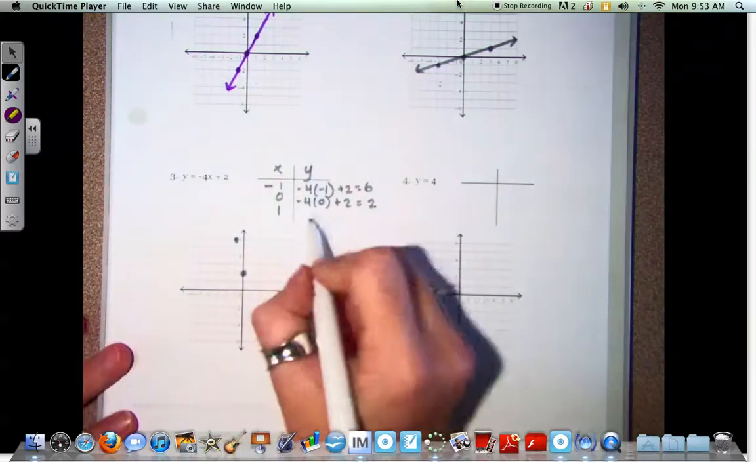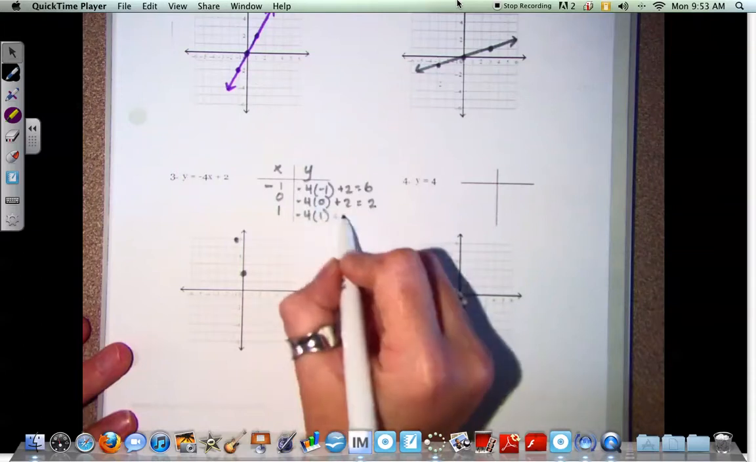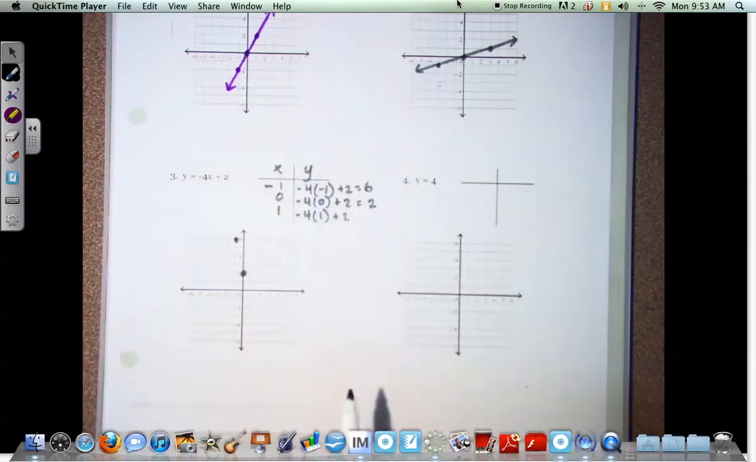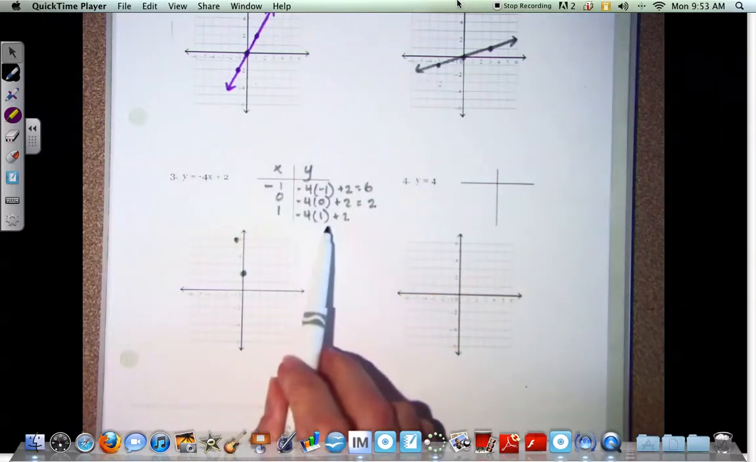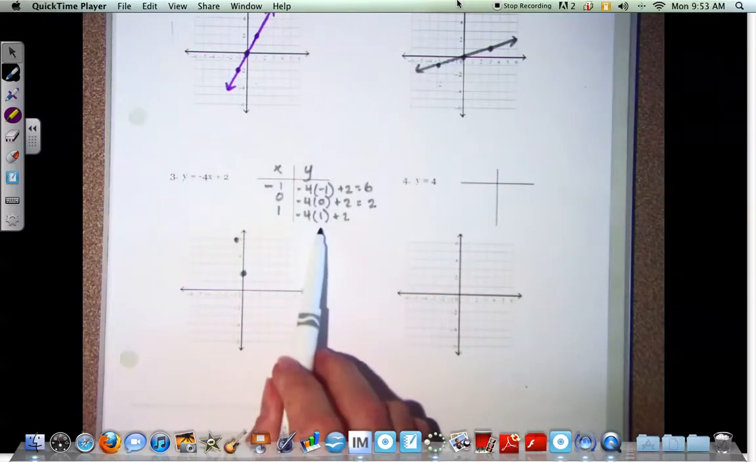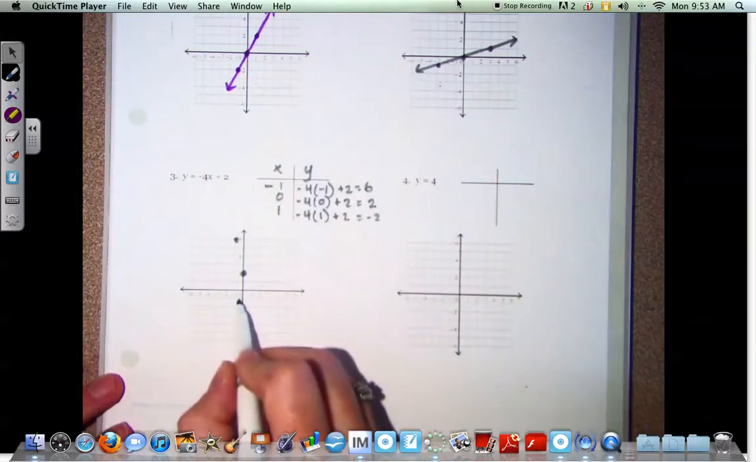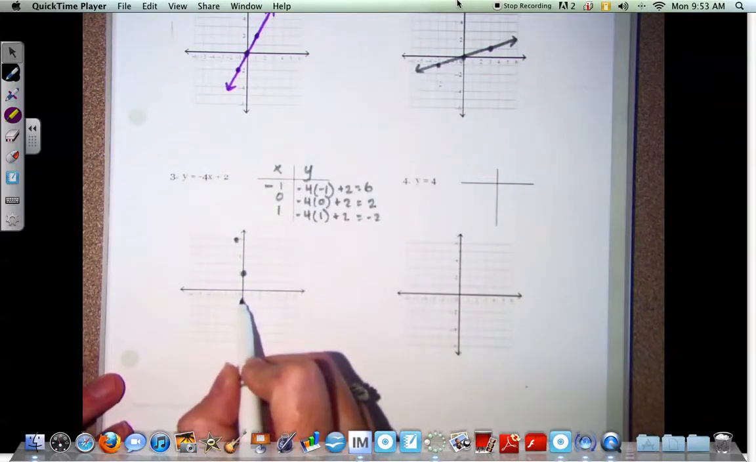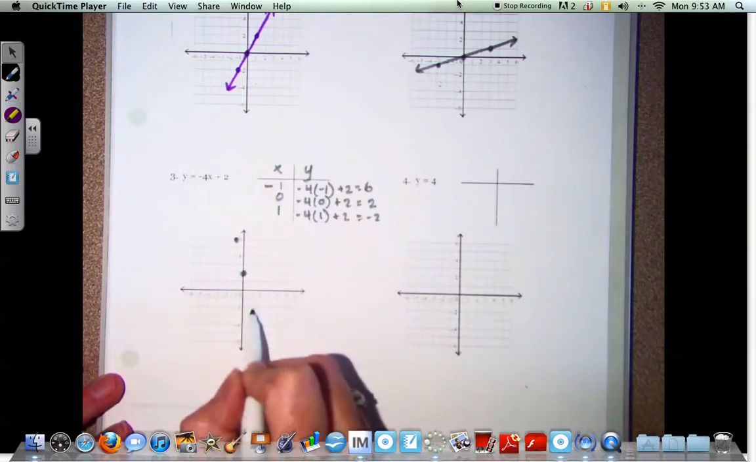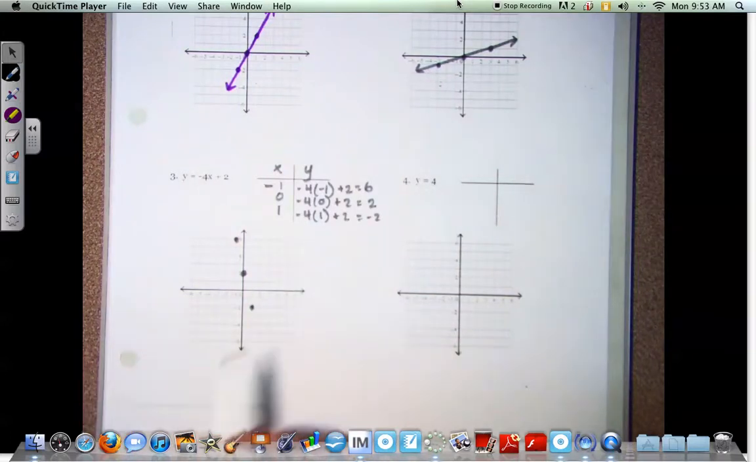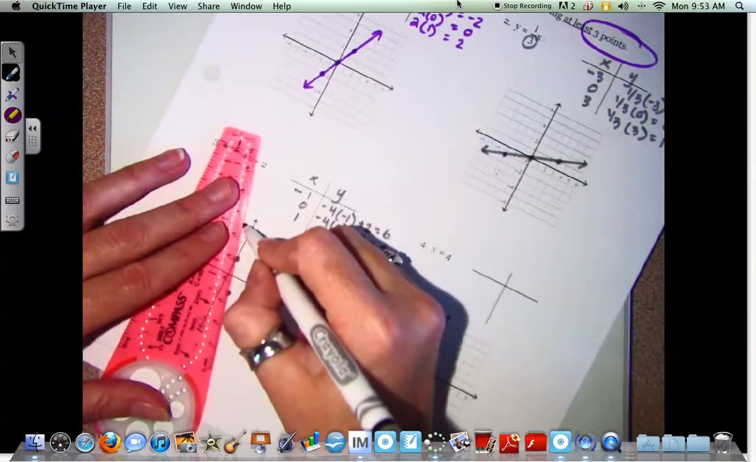I'm just guessing, but -3. -4 times 1 gives you -4, plus 2 gives you -2. So we're multiplying. So over 1, down 2. It's not on a line, it doesn't work. Oh, I did it wrong. Okay.